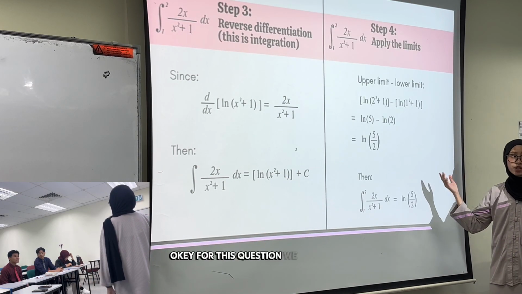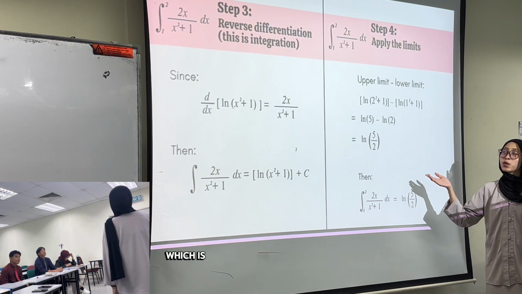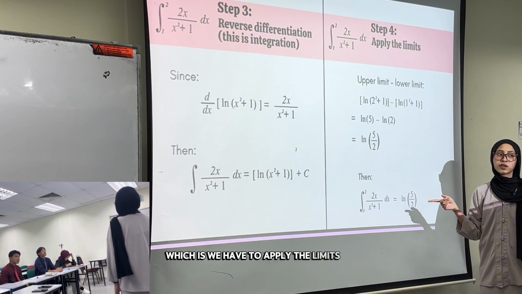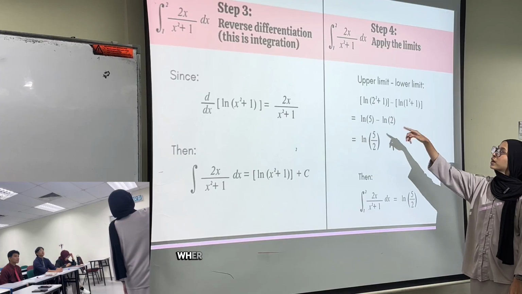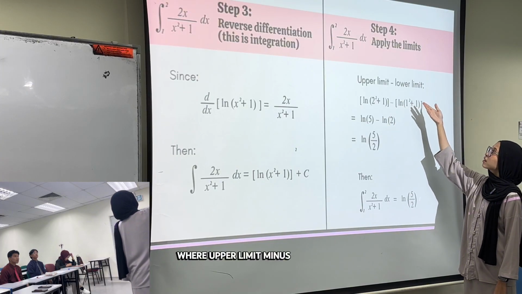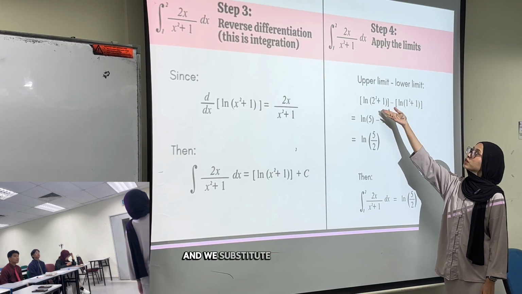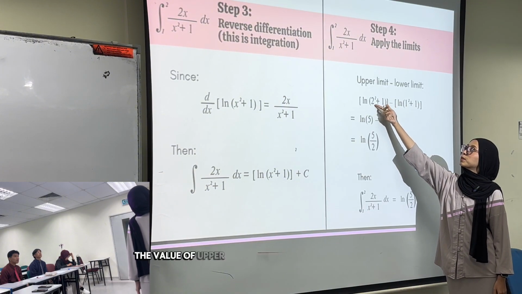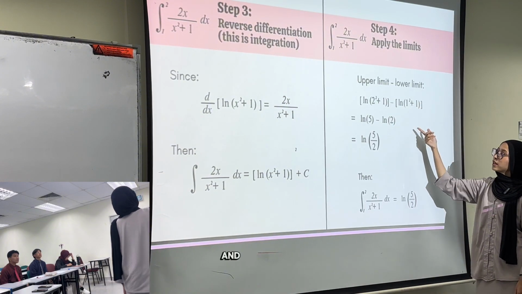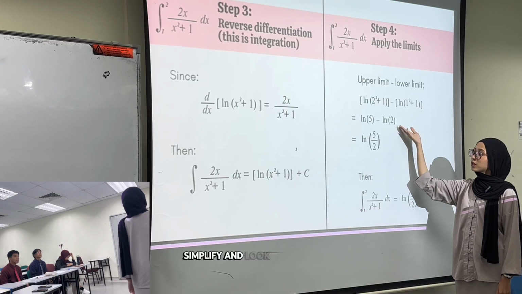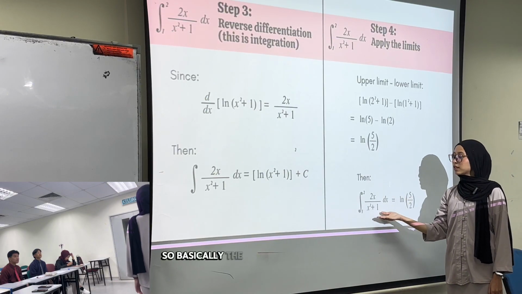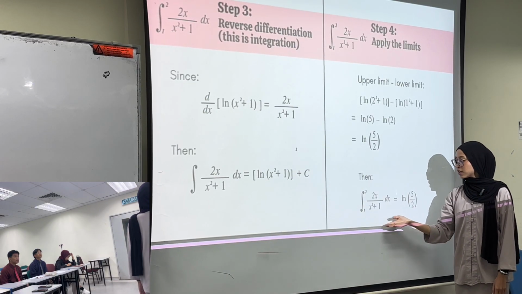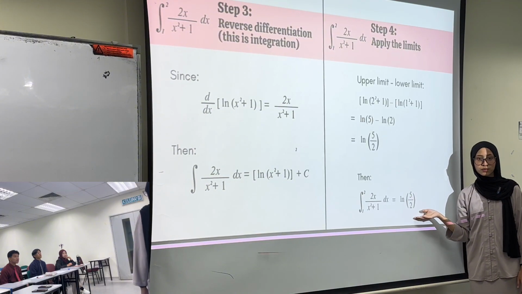For this question, we have an extra step, which is to apply the limits. We take the upper limit minus the lower limit, substituting the value of x with the upper limit and the lower limit, and then we simplify and get the answer. Basically, the answer to this question is ln 5 over 2.